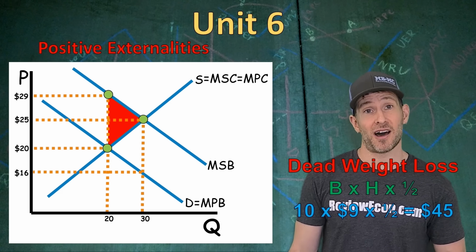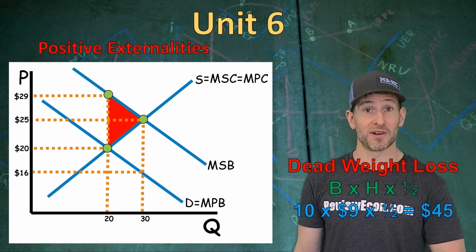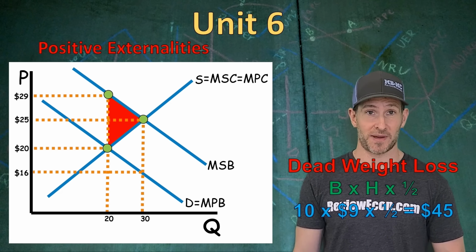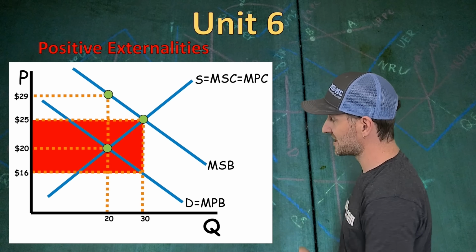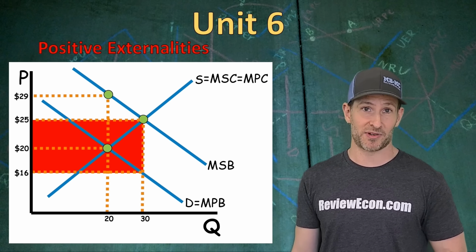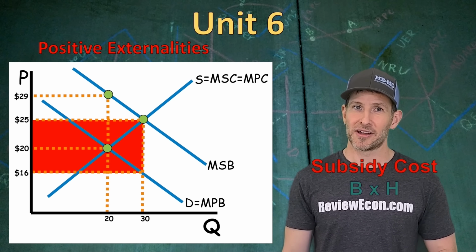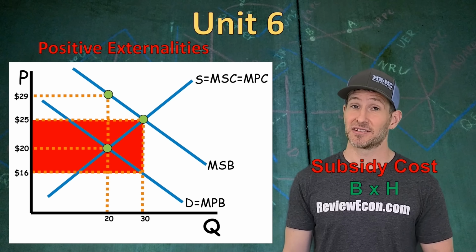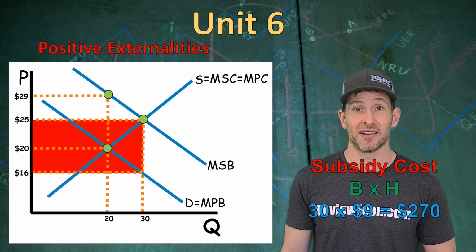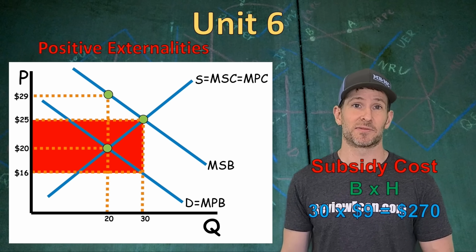And if the government were to offer a per unit subsidy to the consumers of this product, it would shift that demand curve until it merged with the marginal social benefit curve. That box right there is the amount of money the government would spend on this subsidy, bringing the market to the socially optimal output. Calculate the area of it with base times height, and that gives us 30 units times $9, and that gives us $270 that the government would spend subsidizing this product.